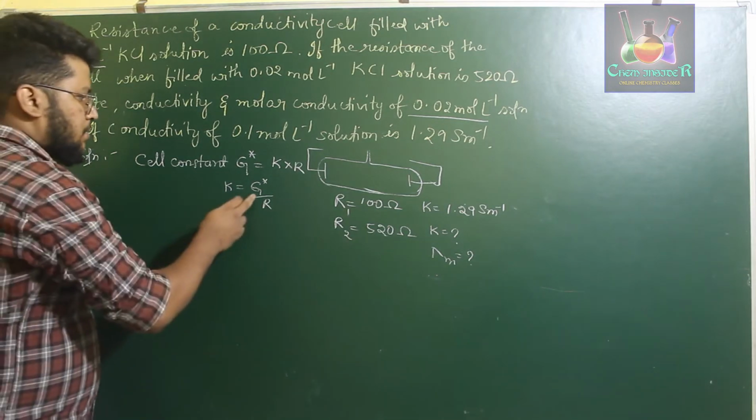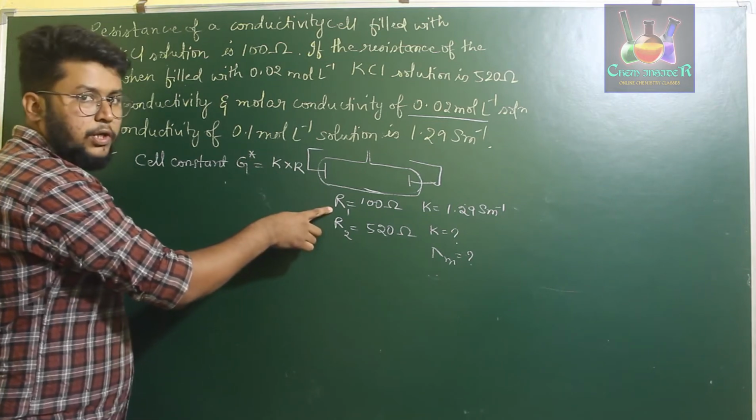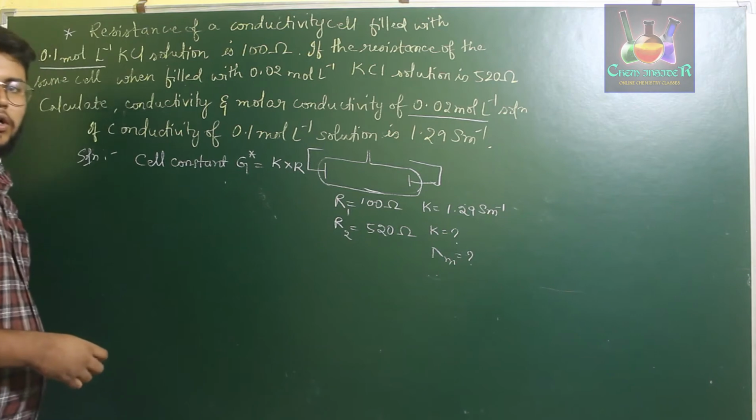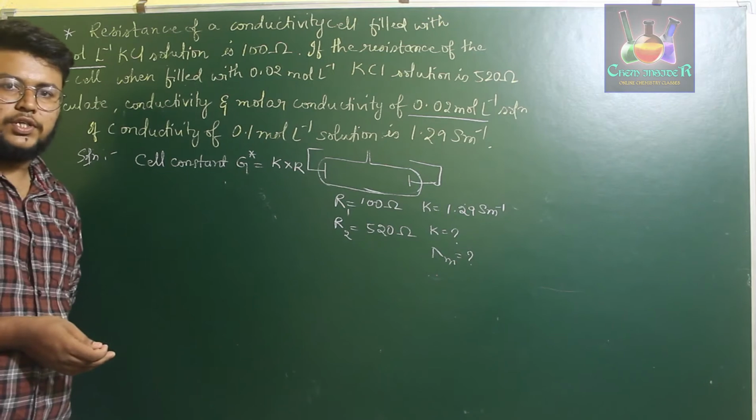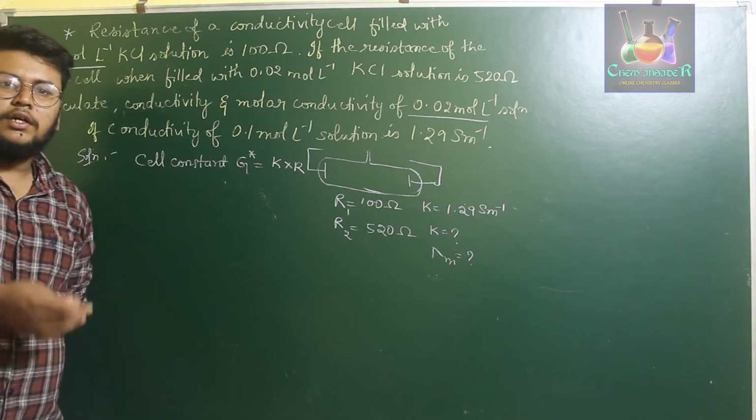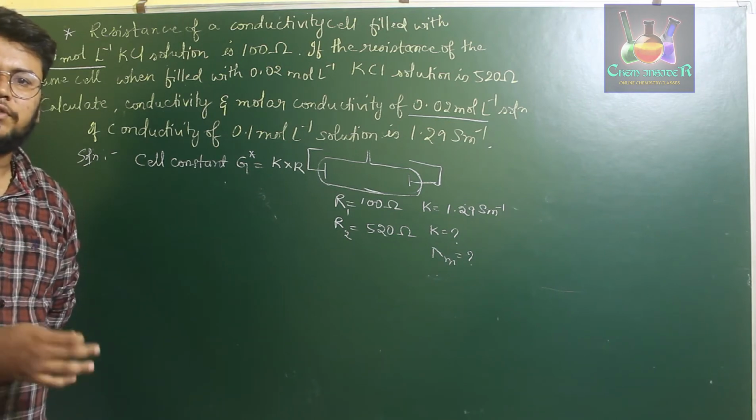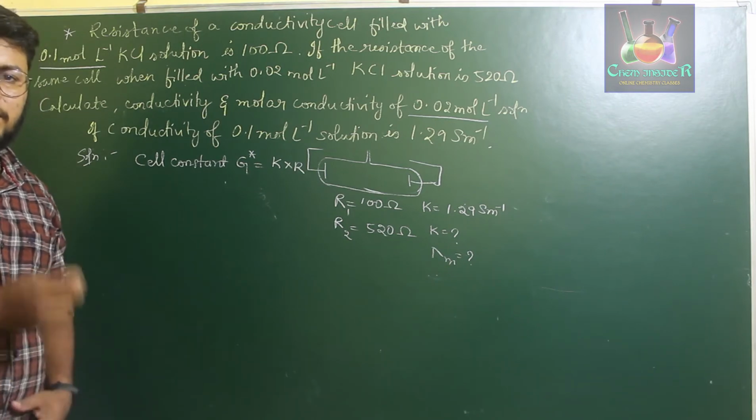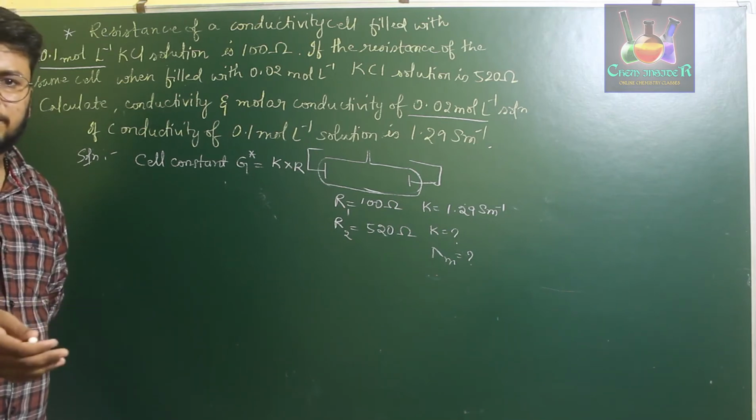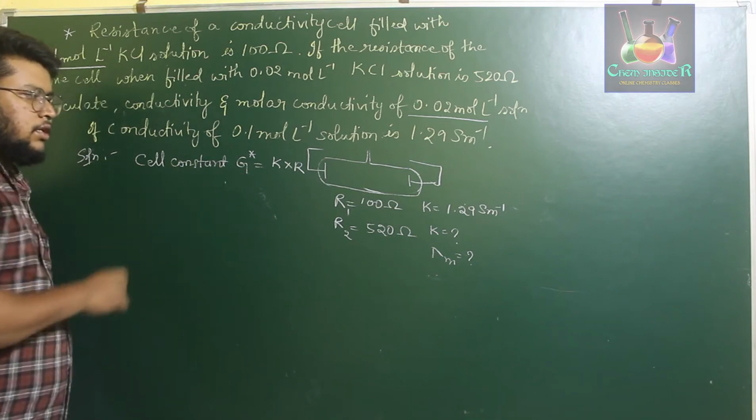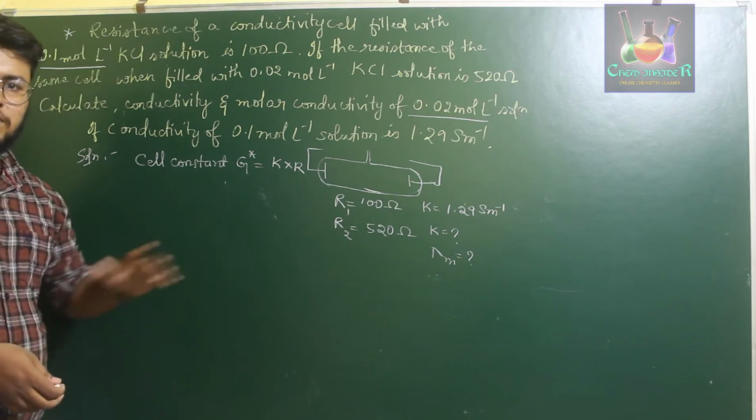So substitute the values of kappa and resistance of the 0.1 mole per liter solution. Because once you determine the cell constant for a particular concentration, that particular cell constant will be the same for all the different concentrations, which give different R values. The cell constant for a particular cell is always the same. So for this experiment, the conductivity cell has the same cell constant.